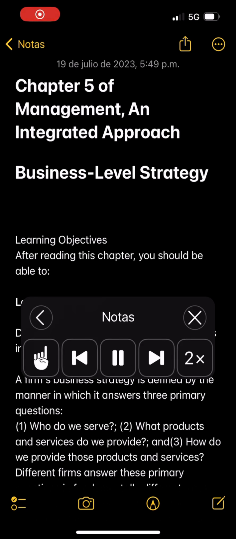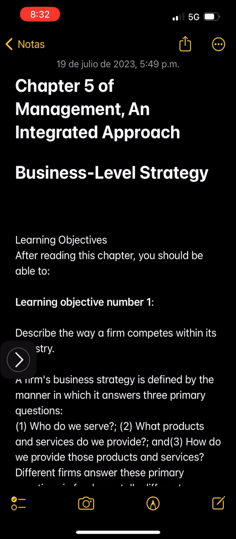Learning objectives. After reading this chapter, you should be able to: Learning objective number 1. Describe the way a firm competes within its industry.